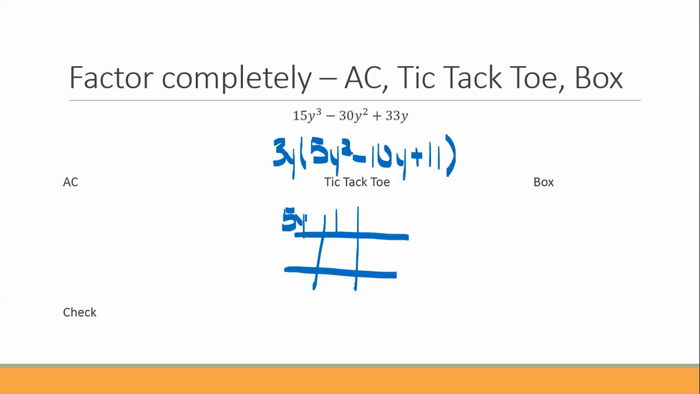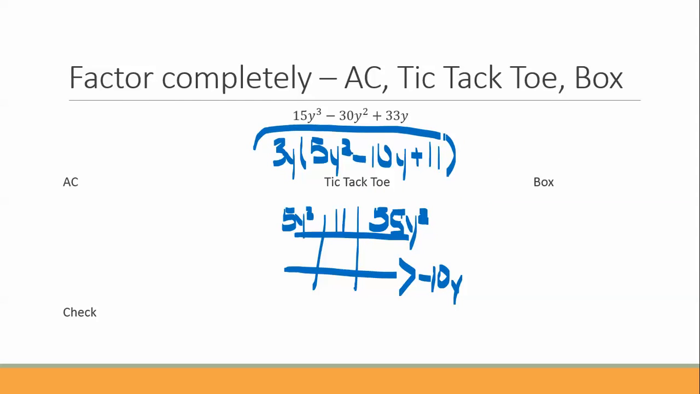y squared and 11, and these need to add to negative 10y. This would have been 55y squared, and again, there's nothing that can multiply to 55y squared and add to negative 10y. So the inner part of it is not factorable. This is factored completely as is.